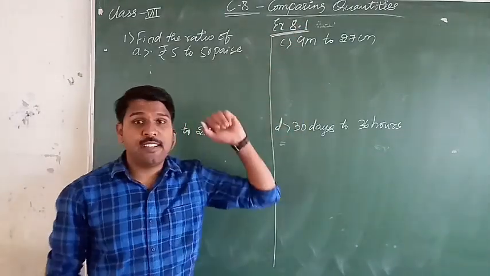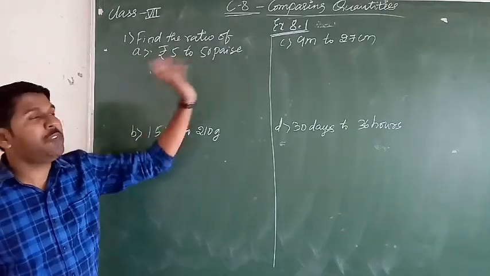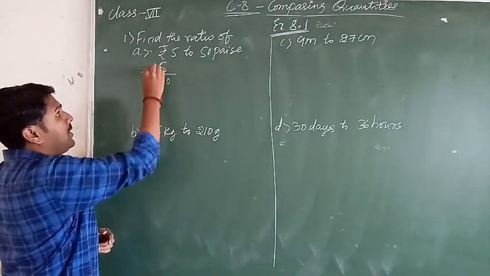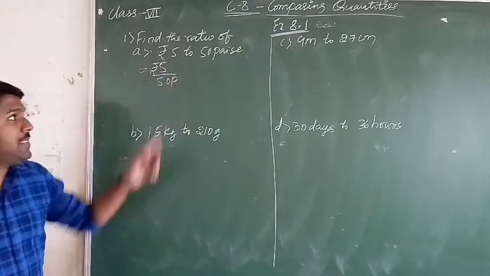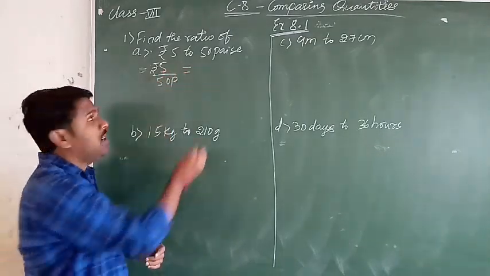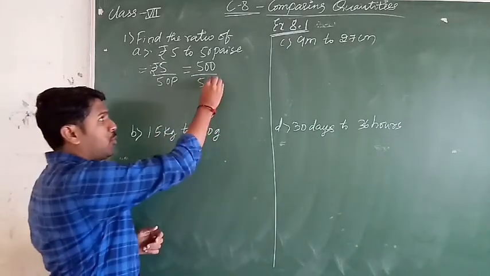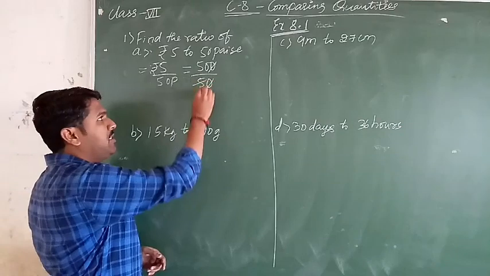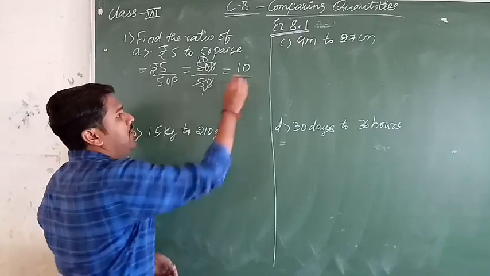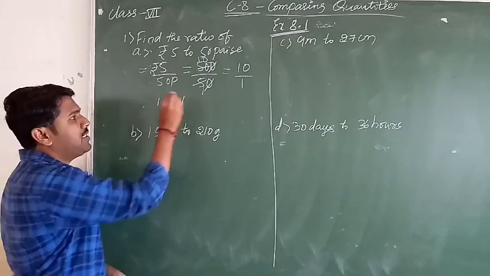So let's go to exercise 8.1. First one: find the ratio of 5 rupees to 50 paise. So first write down 5 rupees divided by 50 paise. This is in rupees and paise. 1 rupee equals 100 paise, so 5 rupees equals 500 paise. 500 divided by 50. Cancel it: the zeros get cancelled, 5 ones are 5, 5 tens are 50. So what is the ratio? 10:1. Therefore, the ratio is 10:1.